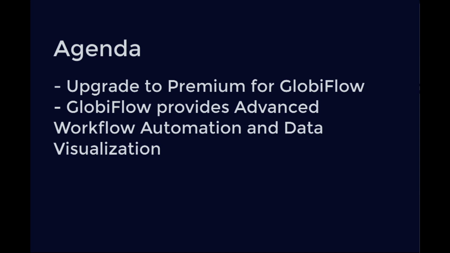In this module, we're going to upgrade to Premium in order to have Globiflow. Globiflow provides advanced workflow automation and data visualization. This is what allows us to automatically send texts, be able to receive calls, as well as to send campaigns. There's automation behind it, and the Real Estate Investment Pack already has this set up. Make sure to upgrade to Premium in order to use the feature.